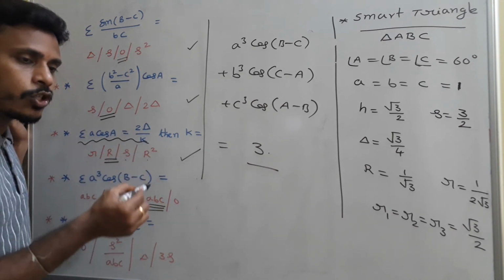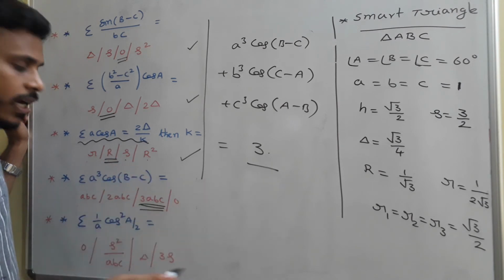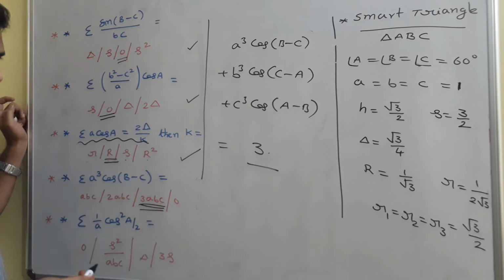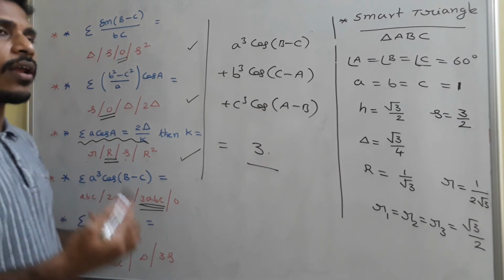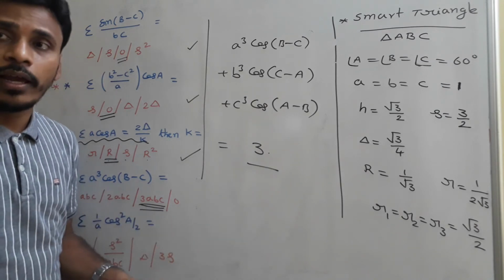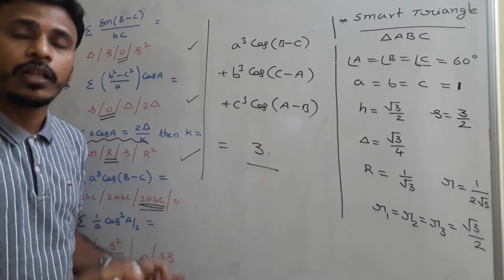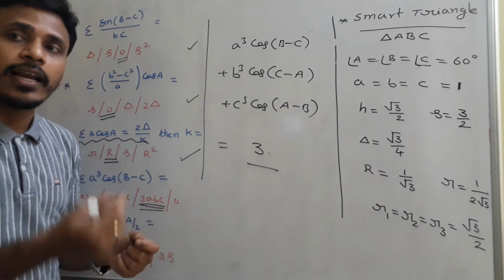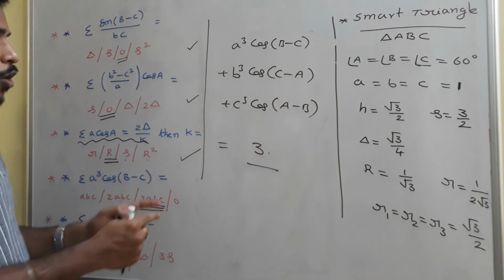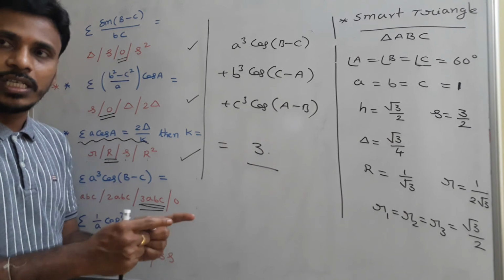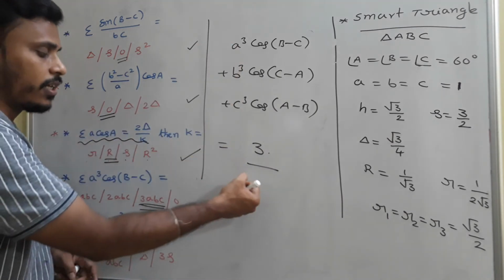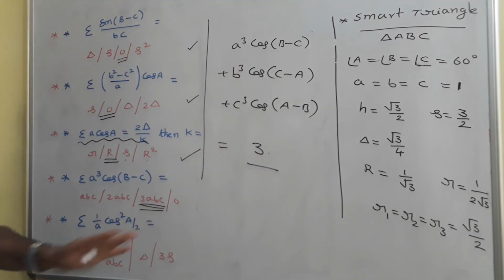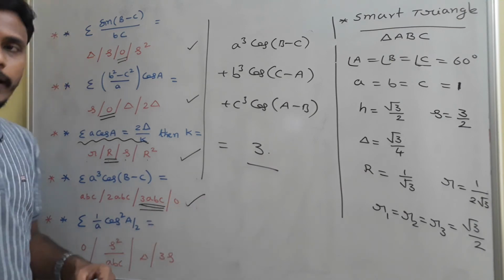The question says in any triangle, find sigma A cube cos of B minus C. Since the question is about any triangle, why not a particular triangle? For sure it holds for a smart triangle. So think about a smart triangle and replace the values of small a, small b, small c with 1, 1, 1 and angles with 60, 60, 60. On simplification it is 3 and from the options it is 3ABC. So there ends the fourth problem.